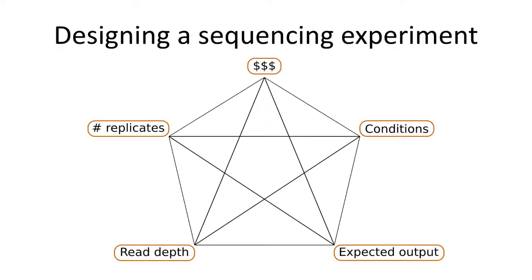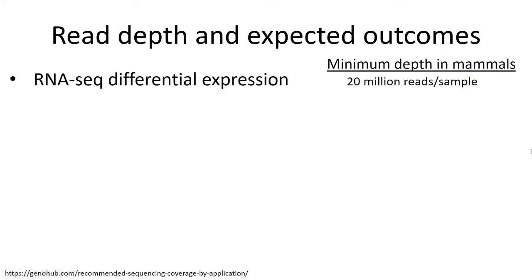I've talked in previous videos about how to prepare your libraries and how the sequencing works, and now I want to go a little bit more in depth into what these factors actually mean for designing your own experiment, specifically the relationship between read depth and what you're expecting to get out of your experiment, and how that may interact with these other factors as well.